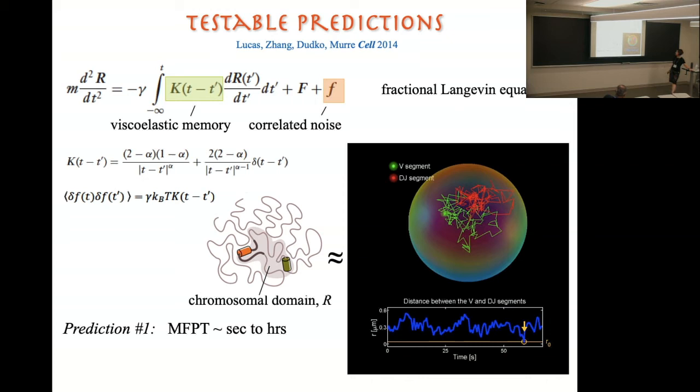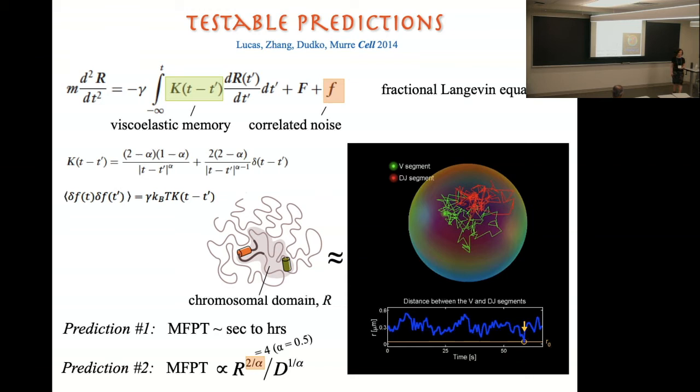And the second prediction was regarding the scaling of the mean first passage time with the size of the confinement. And so we derived this relationship, which is really just scaling arguments, a few seconds to show this, that the mean first passage time scales with R as R to the 2 over alpha, where alpha is the subdiffusive scaling exponent. And so when alpha is 0.5, say, then 2 over alpha becomes 4. And this means that if the confinement shrinks by only a factor of 2, the time scale for genomic encounters speeds up by more than an order of magnitude.